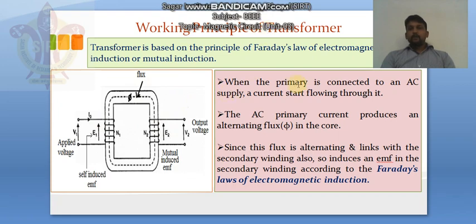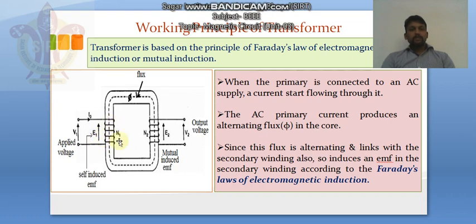When the primary is connected to an AC supply, a current starts flowing through it. The AC primary current produces an alternate flux phi in the core. When you are supplying V1 voltage and this coil is having a closed path, so a current I naught flows in this coil, and due to this I naught current a flux phi starts flowing in this coil.